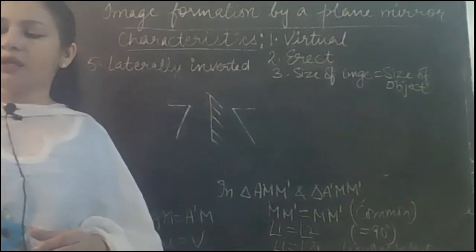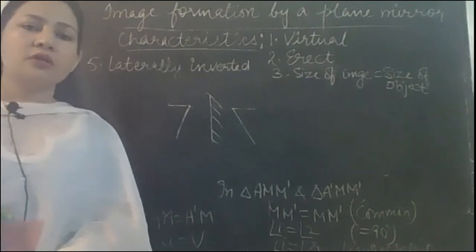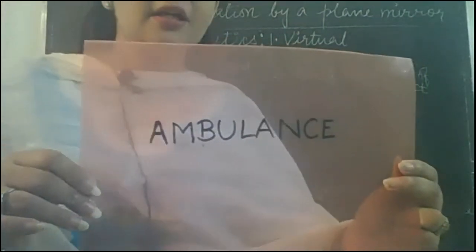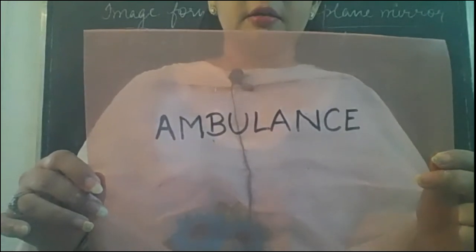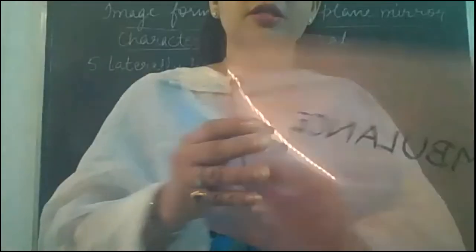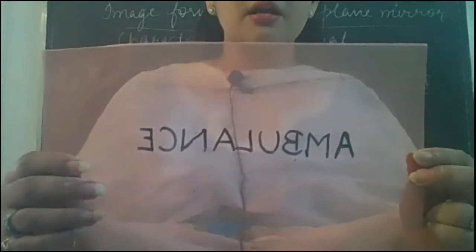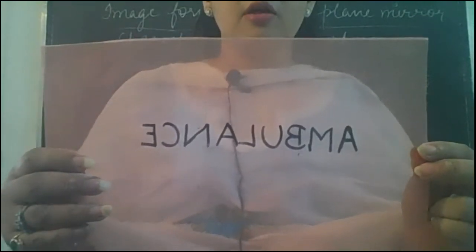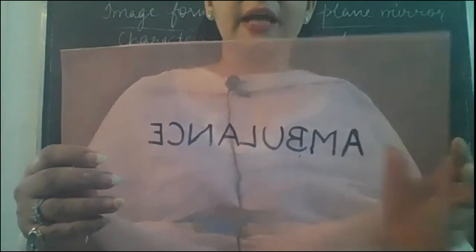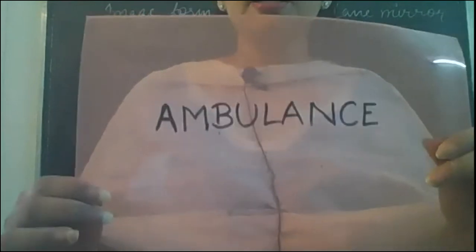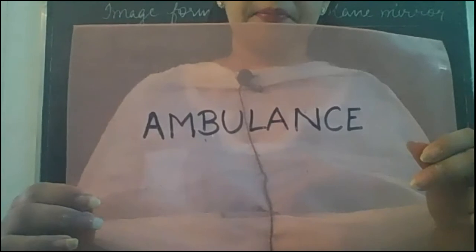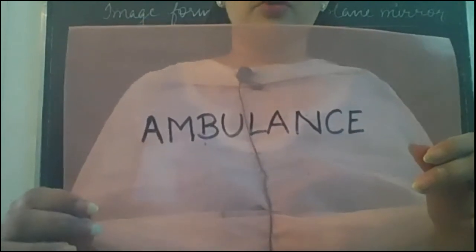Okay, a very common question you will find in books is that if the word ambulance is written and it is kept in front of a plane mirror, how will it look? It is analogous to this. This is the mirror image. On one side we can read the actual word, on the other side you will be able to see its mirror image. This is the laterally inverted image of the object. Very common question given in books.